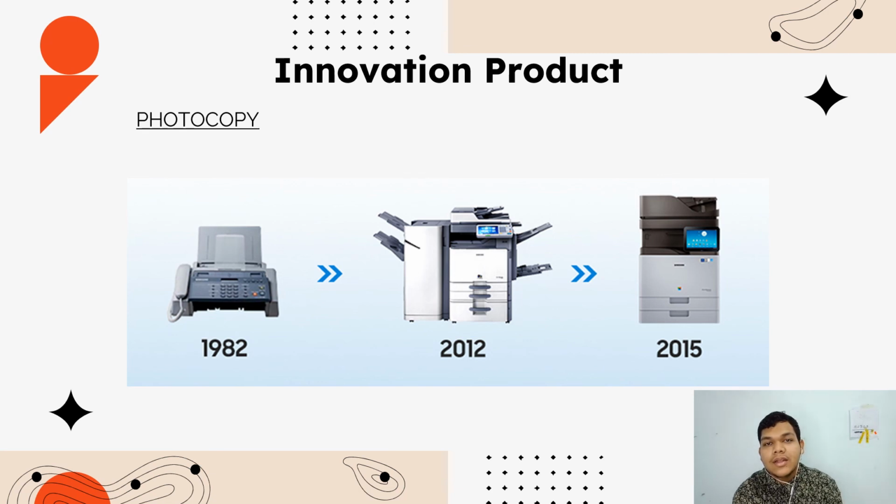So the latest, in 2015, it was able to produce 100 full color pages per minute. The tray capacity also became bigger. It can put at least 150 pages, and it became lightweight compared to the size of 2012.